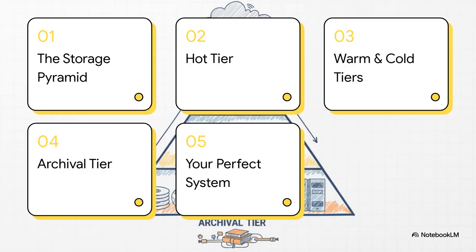So here's the game plan. First, we're going to introduce this really powerful idea called the storage pyramid. Then, we'll break down each level or tier from the super fast hot storage all the way down to the long-term archival guardians. And then, we'll put it all together into a practical plan you can actually use.